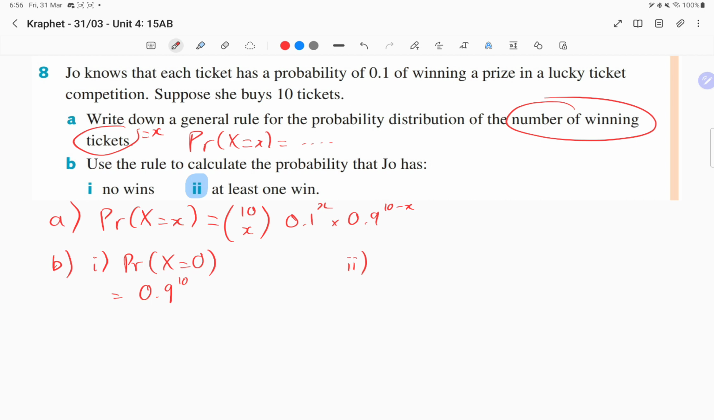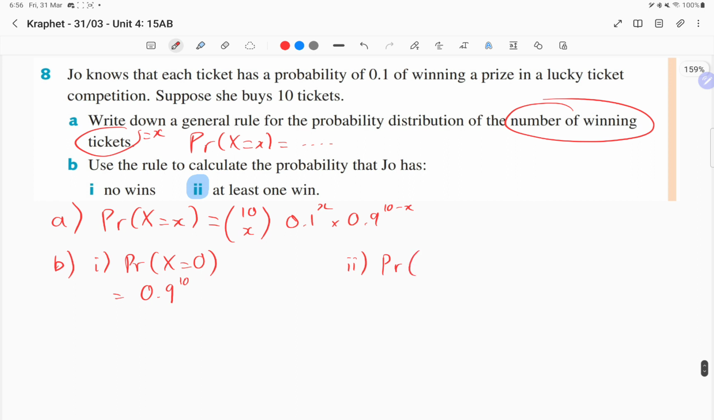So how do you find question B2 then? Is it 1 take away 0.9 to the power 10? Yes, very good. I think you are one of the few students who actually figured this one out at this point. So X is at least 1, so more than or equal to 1. This is the same as 1 minus the probability X equals 0. And why is that the case?